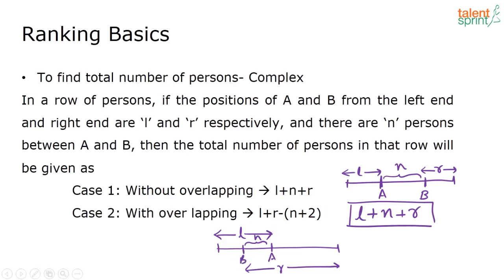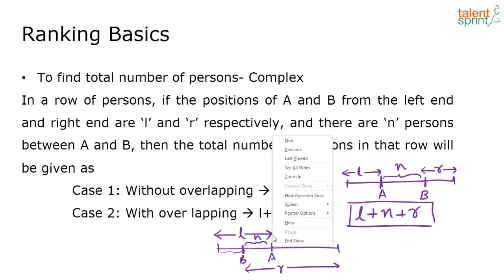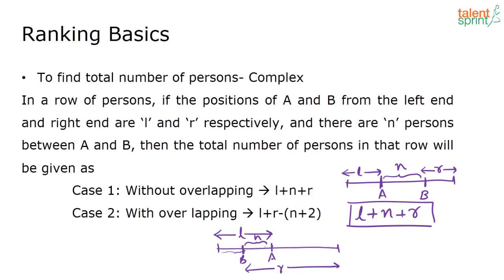See, what is the total number of people here? L plus R. But when you consider this L and R, what you have to notice is that A and B are considered 2 times, correct? Because this L includes, what does this L include? L includes persons who are here, correct, plus B plus this N plus A. Similarly, this R includes the people who are here plus A plus N plus again B.